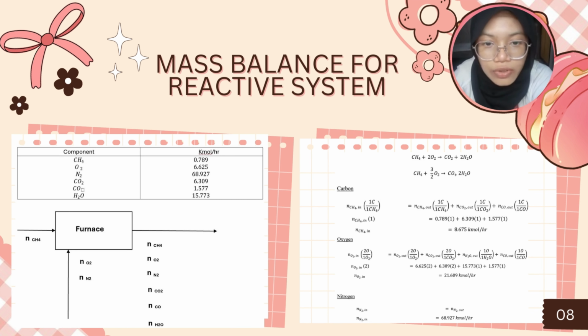We did the calculation for the non-reactive system. So for now, we're going to do the mass balance for the reactive system calculation. First, we did the flow diagram, and then we have to write the chemical equations for 2 reactions, which are the complete combustion equation and the partial combustion equation. And we continue to do this calculation using the element balance method.